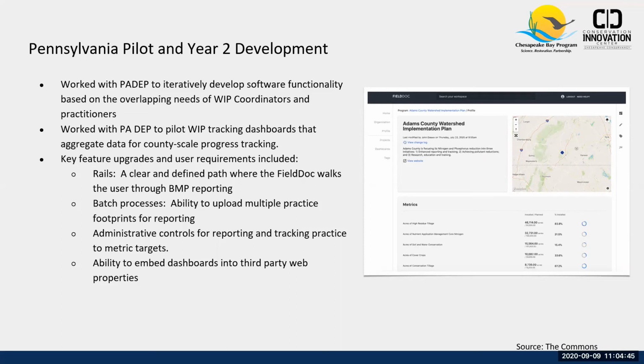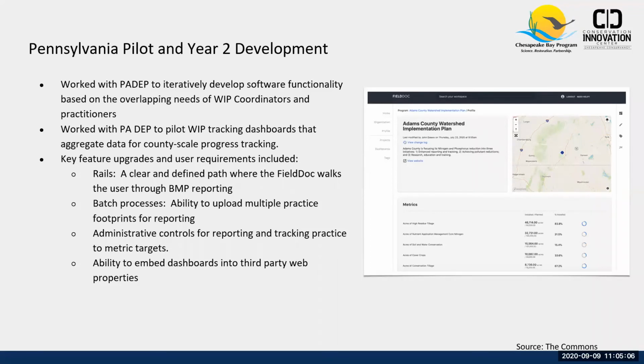In addition, some key features that we've been working on include a Rails system, which basically walks a user through a practice reporting from start to finish. It'll prompt what section you should fill out and focus on next. If you don't go in and fill out the geographic location, it will remind you to do so. If you haven't submitted a report, it will remind you to do so.